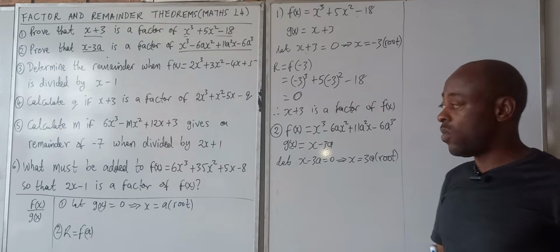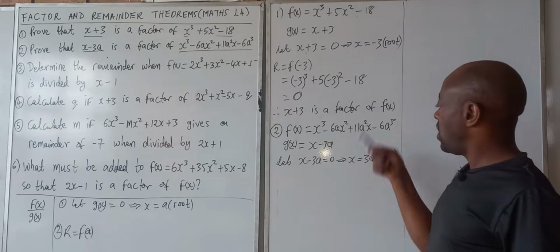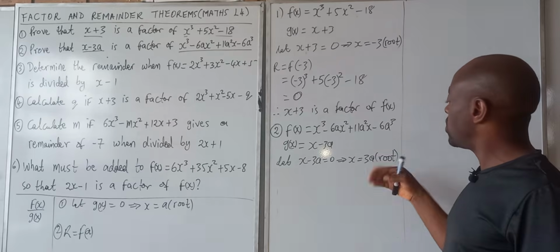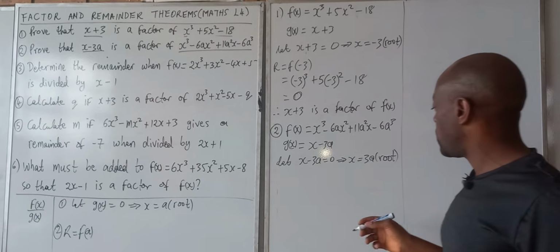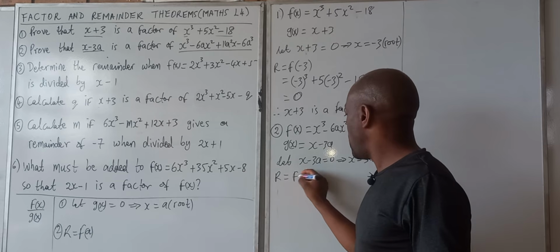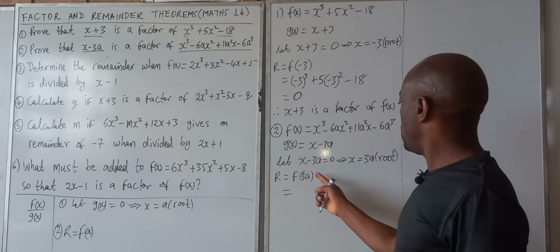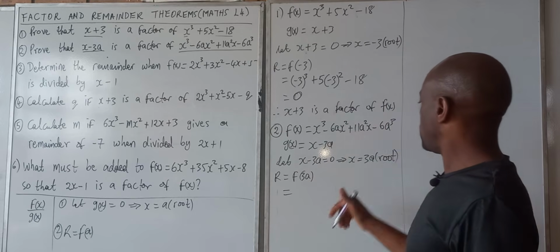So that's my step number 1. I always equate the smaller function to 0. Then I get a root. I put it in the bigger function. If you've got 2 roots, then you put the 2 roots into the bigger function. So I can now go for my remainder, which will be f of 3a. And what that means is that I will substitute 3a everywhere there is x.